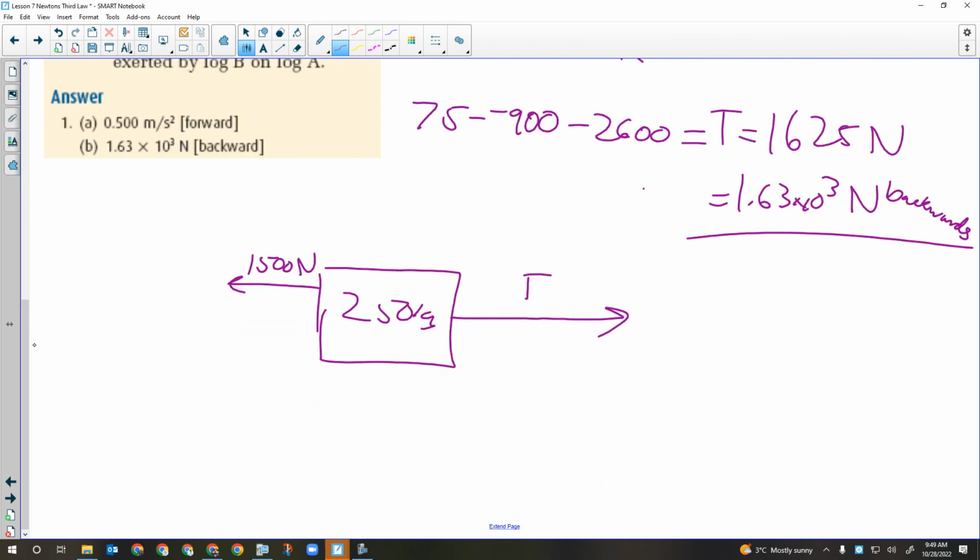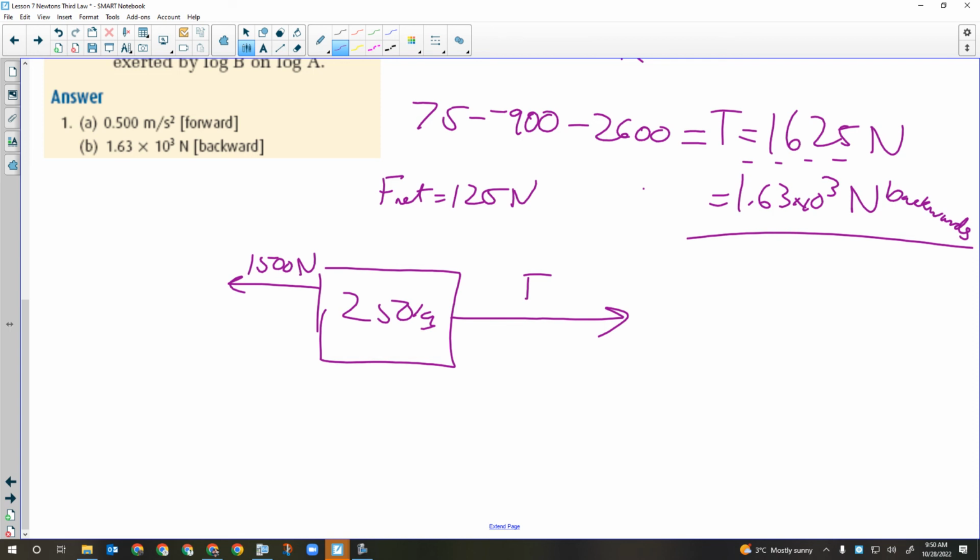Okay, so I'm going to take my 250 kilograms here, multiply by 0.5, and that will give me my net force, and my net force will be 125 newtons. Then I can take that and subtract the 1500, or actually this will be negative 1500, which will give me exactly the same number, 1,625 newtons. But now it'll be forwards, because it's from the log B perspective. All right.